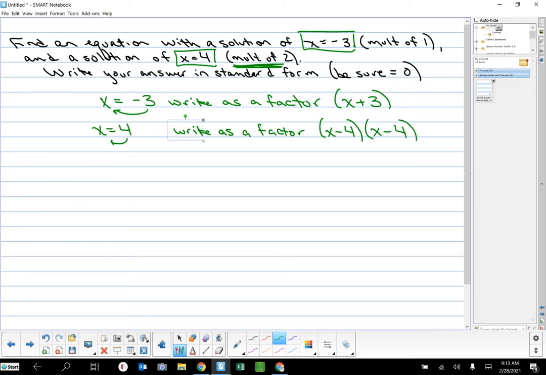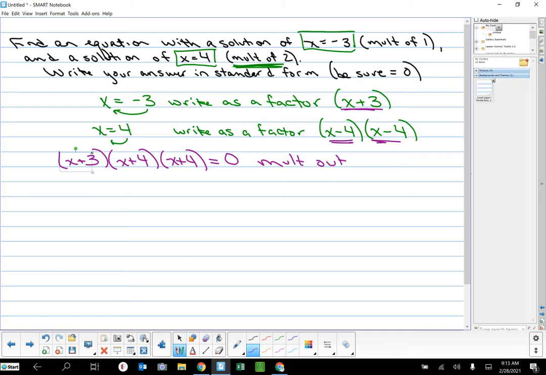Okay, so now what you have is all 3 of these binomials: x plus 3 times x minus 4 times x minus 4 equals 0. Now you need to multiply this all out and write the equation. So we're just going to FOIL and then FOIL again, essentially. Okay, so if I were to, oh wait, I missed some signs. Did you catch that? These should be minus signs here.